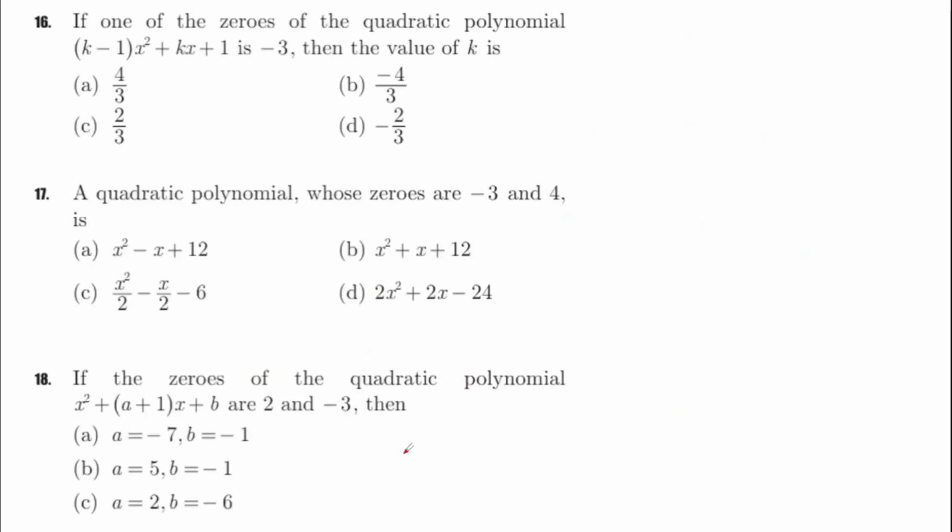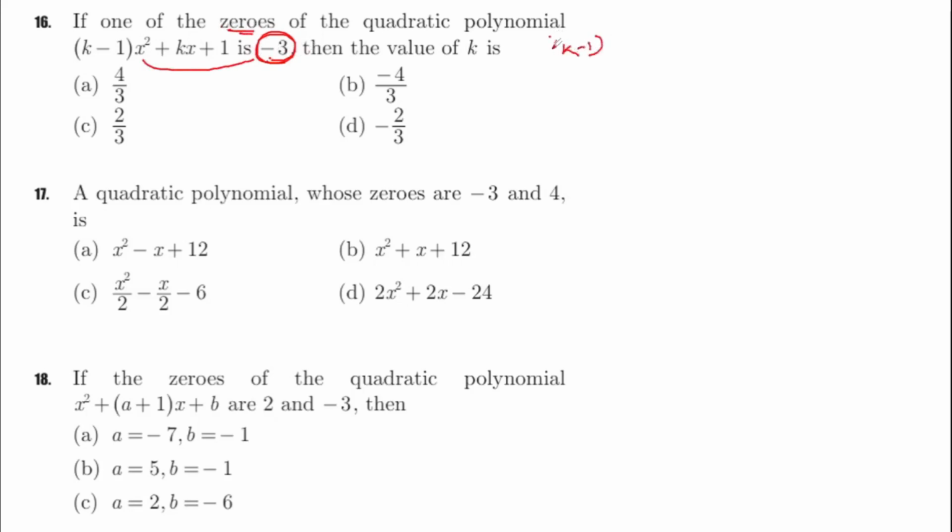Now question number 16. If one of the zeros of the quadratic polynomial is minus 3. Again, this type of question has already been discussed with you in the previous video. So what you have to do is, whatever zero is given to you, just put it in place of the variable. So this becomes k minus 1.